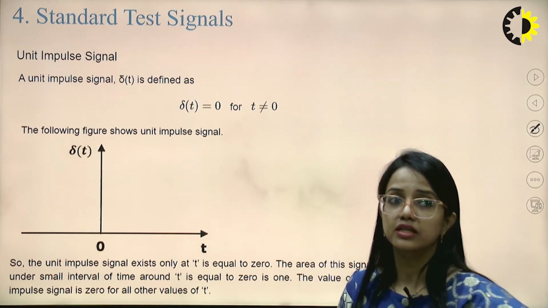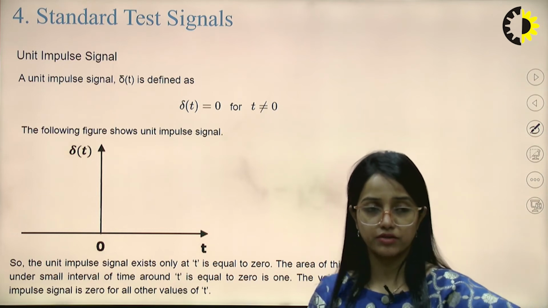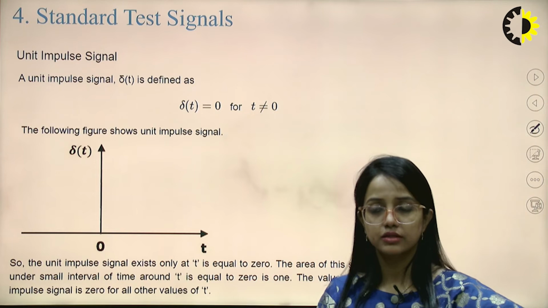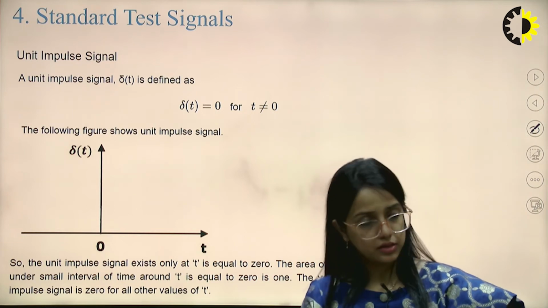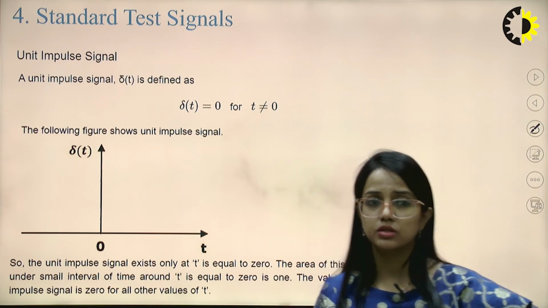Steady state signal. Now, standard signals: we have studied previously that we have to study 4 standard signals. First is impulse, then unit step, then unit ramp, then parabolic. So, this is a pictorial representation.